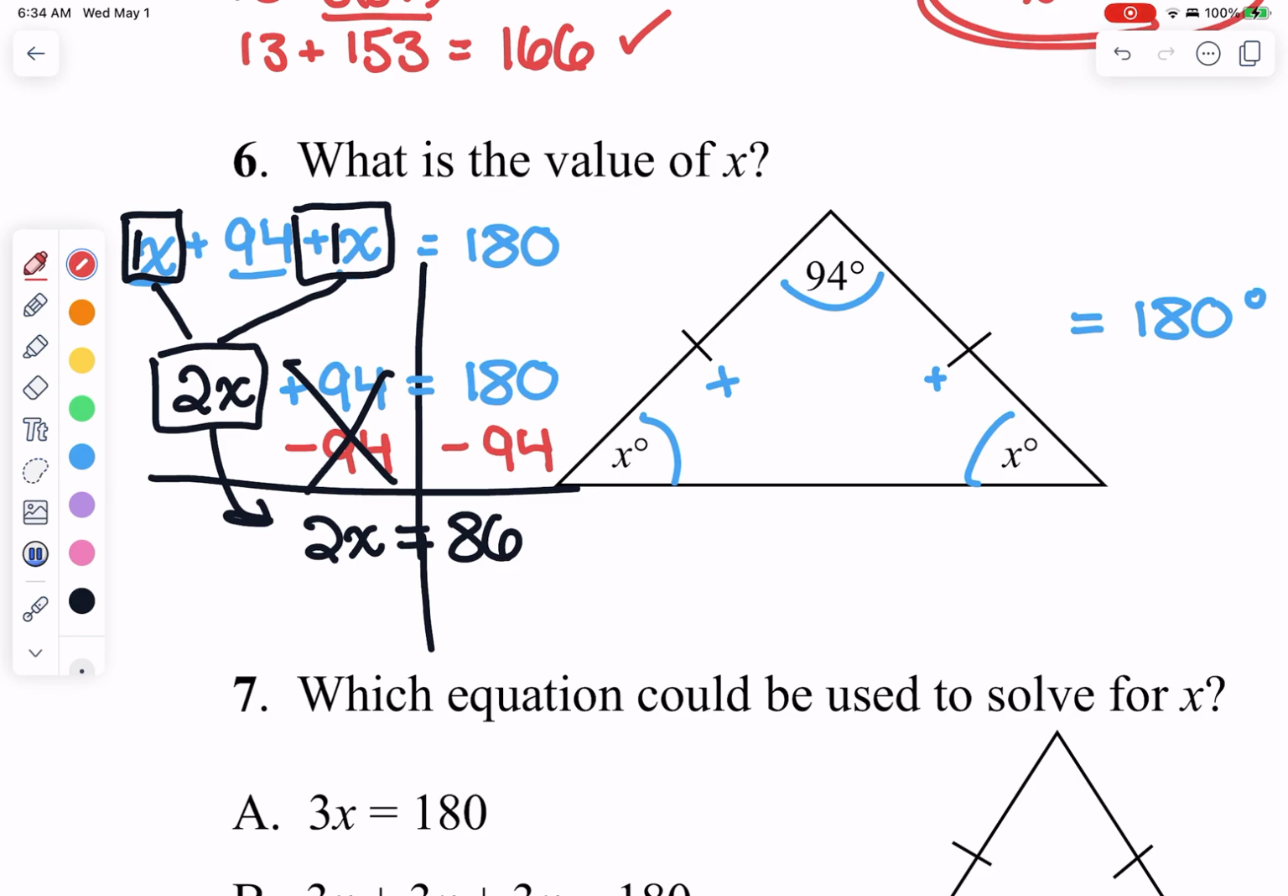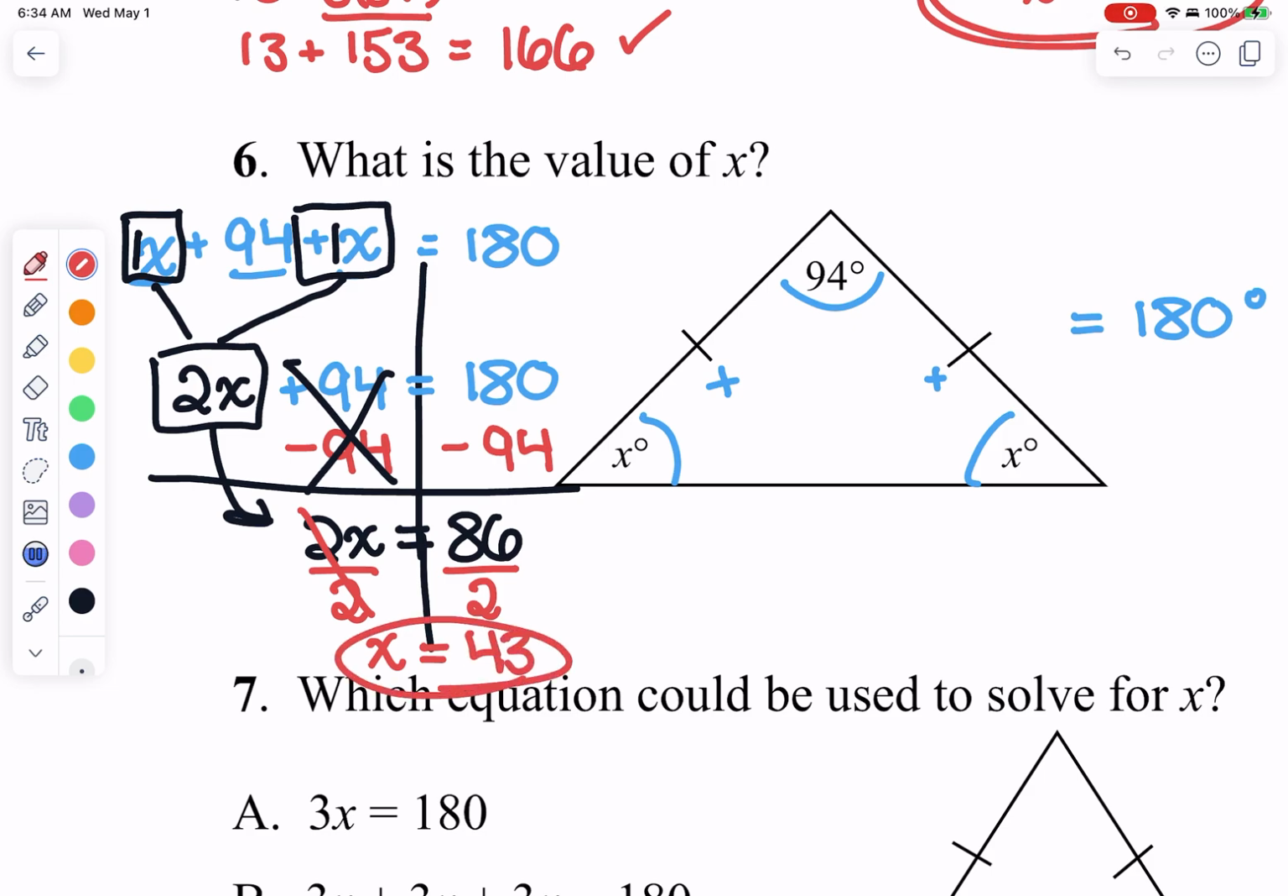Psych. On the left side, I got 2x, which is 2 times x. The opposite of multiplying by 2 is dividing by 2. I'm going to bop the ops, drop the junk. 86 divided by 2 is equal to 43.